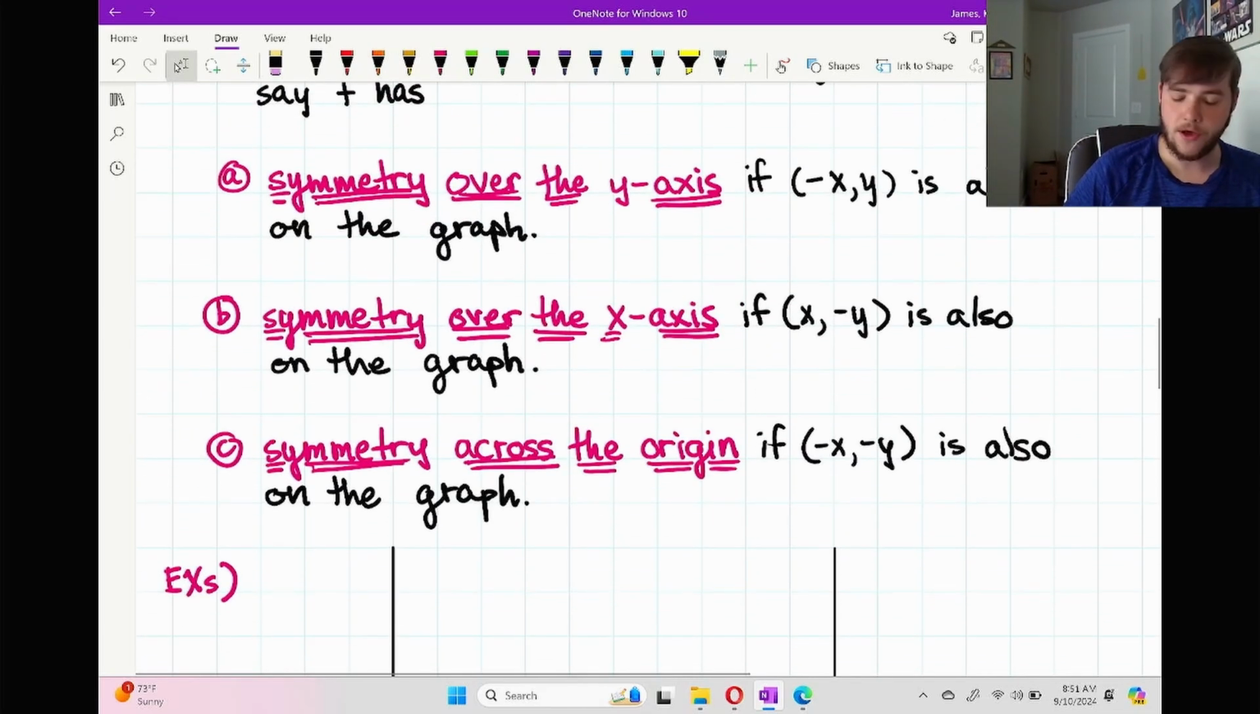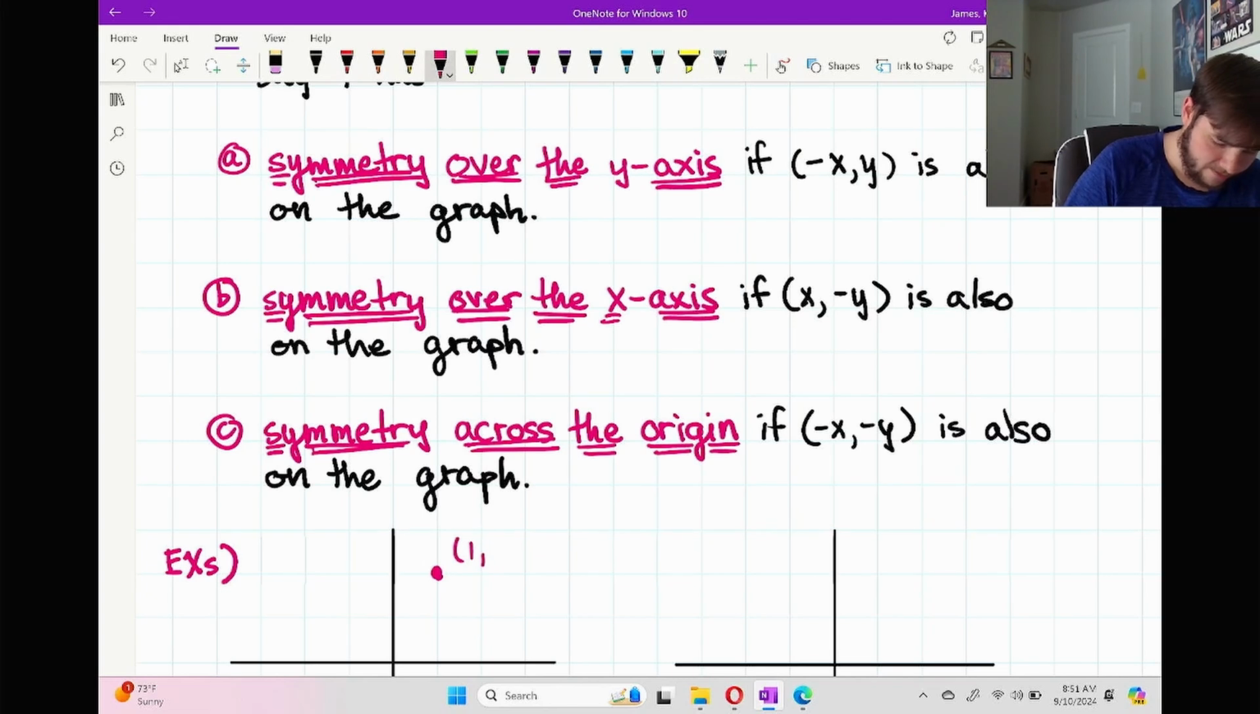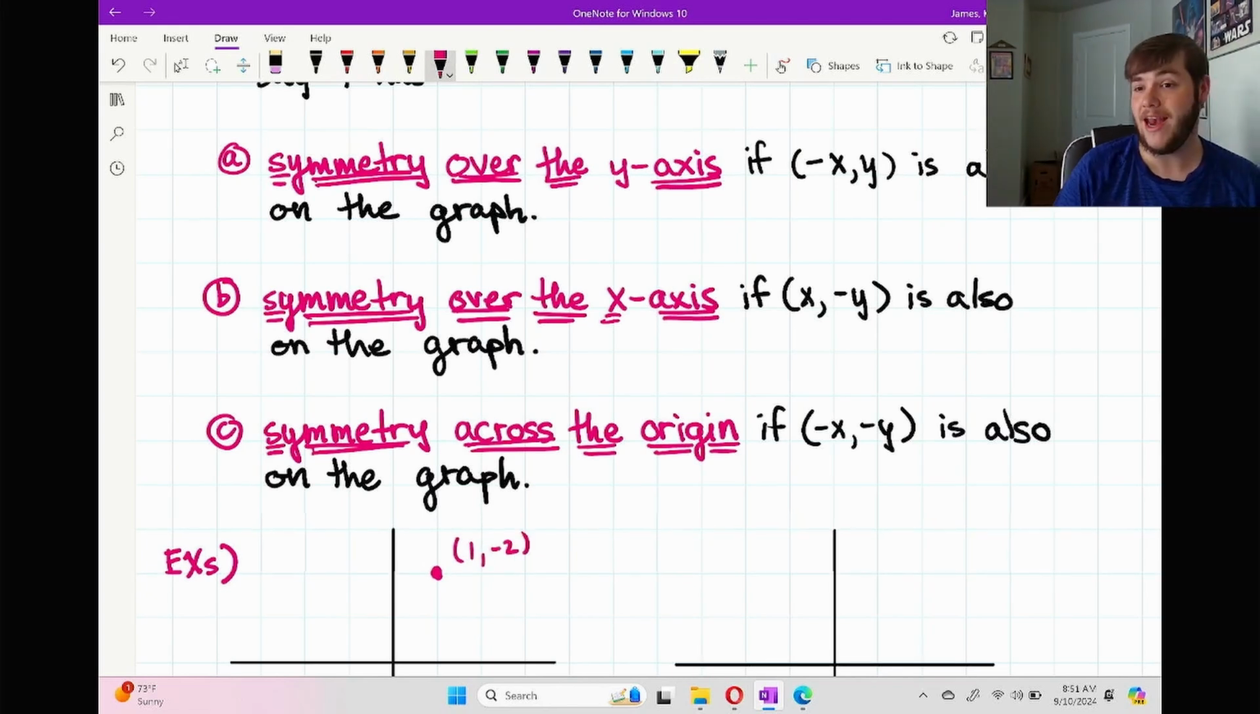Let's start with symmetry over the y-axis. If I've got some point on my graph, let's say I've got (1, -2). Supposedly, for it to have symmetry over the y-axis, (-1, -2) should show up as well. And this kind of makes sense because it makes the y-axis look like a mirror.